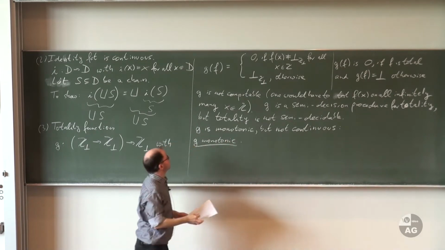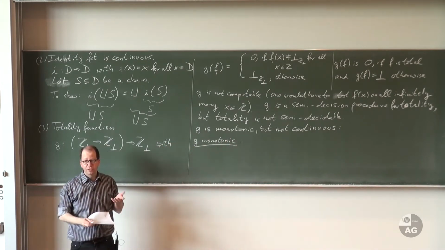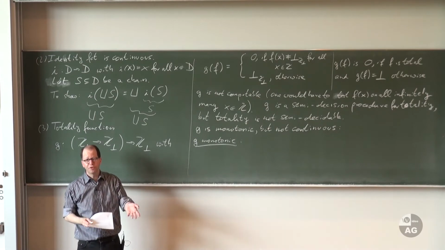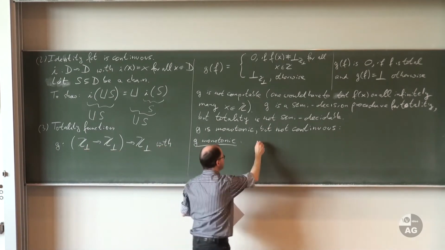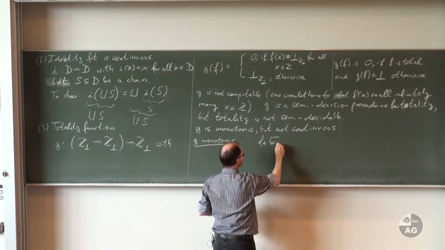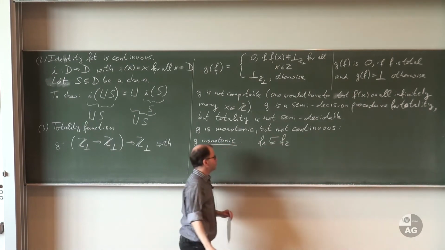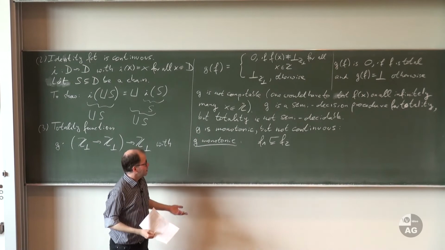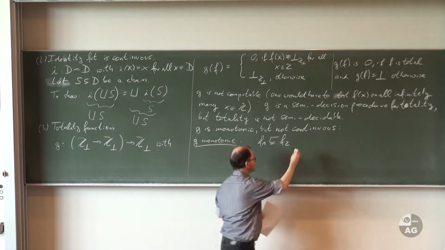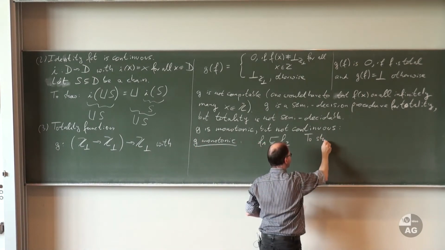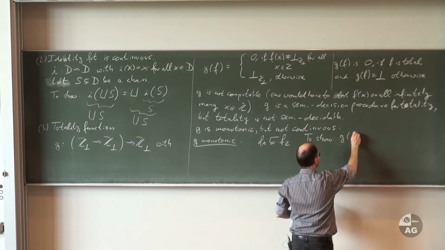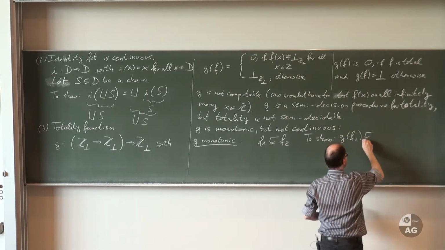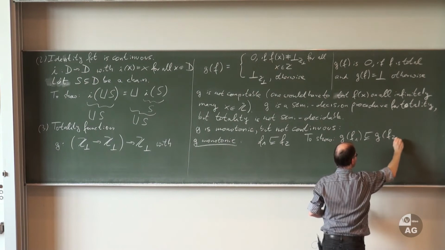So suppose that G operates on functions. Suppose that we have two functions and one is more defined than the other. So let's have f1 is less defined or equal to f2. Now what does that mean? And we want to show that G of f1 is then less defined or equal to G of f2.